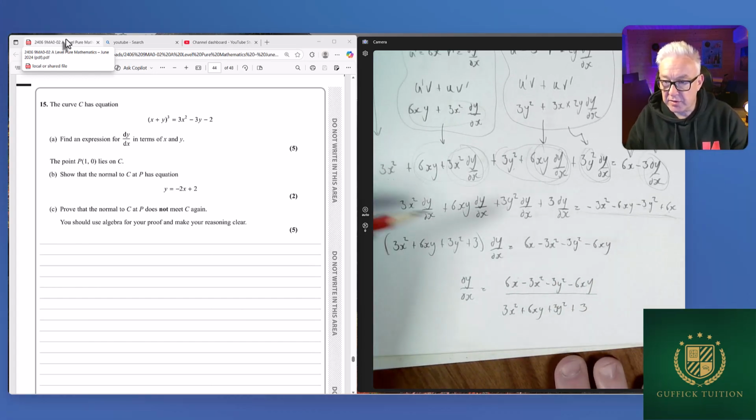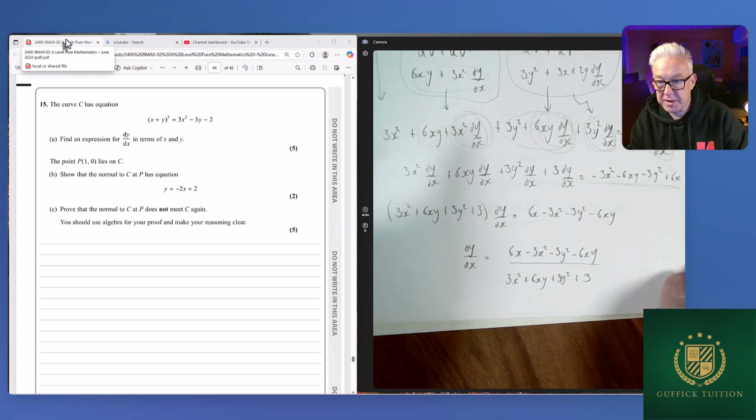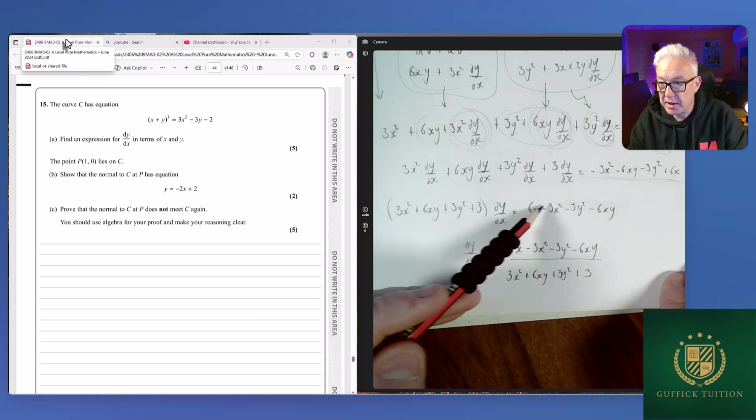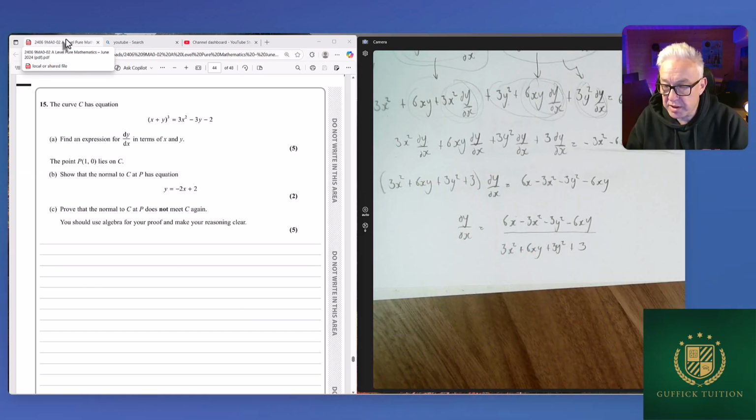Now we factorize out our dy by dx from everything that we've got, and that's what we get, and there's our right hand side. Then we divide. So this is the expression that we've got so far.